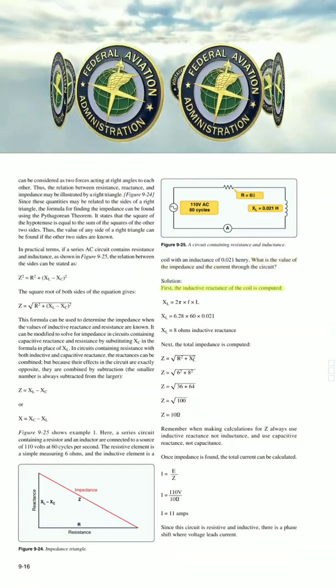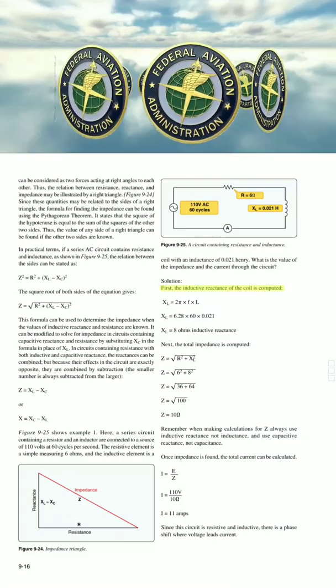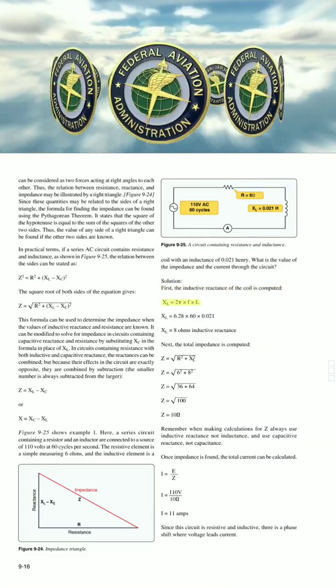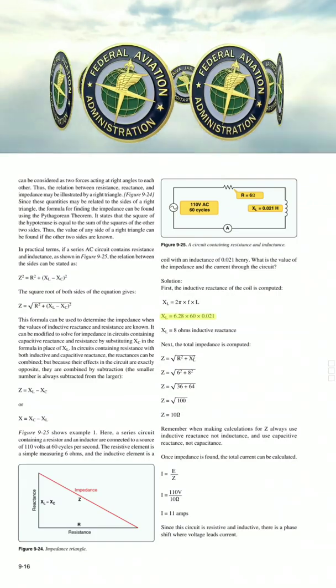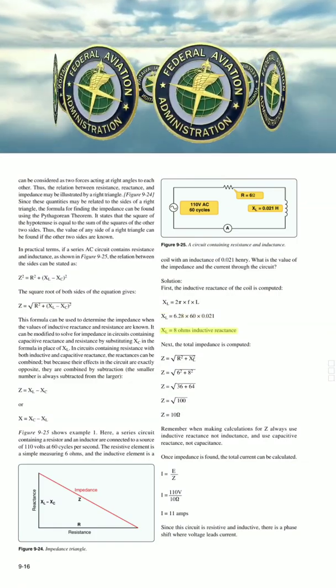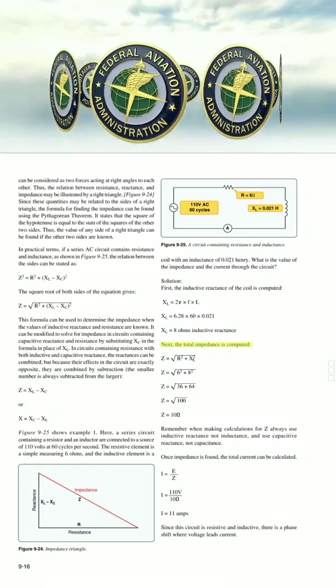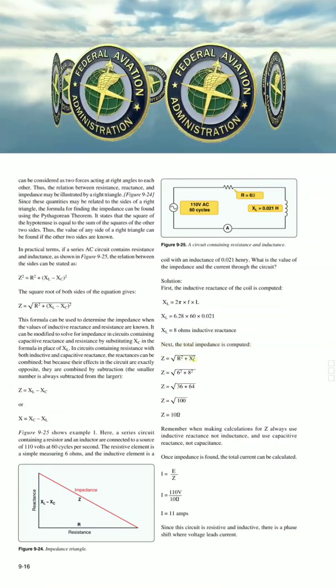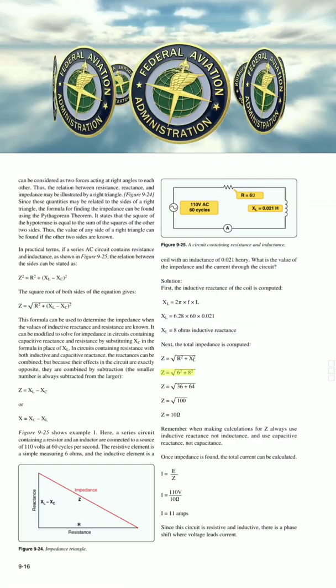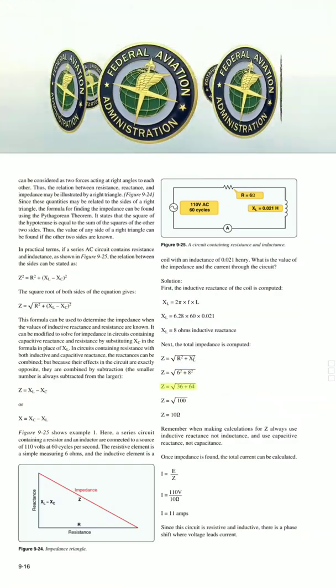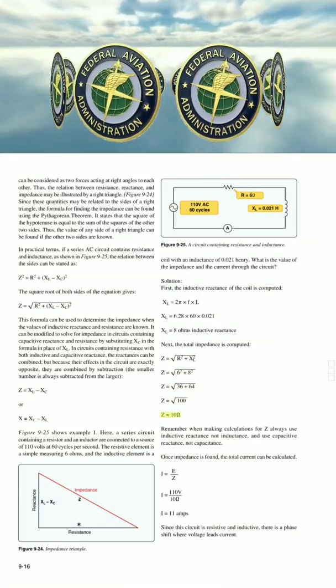Solution. First, the inductive reactance of the coil is computed. XL equals 2 pi times F times L. XL equals 6.28 times 60 times 0.021. XL equals 8 ohms inductive reactance. Next, the total impedance is computed. Z equals the square root of R squared plus XL squared. Z equals the square root of 6 squared plus 8 squared. Z equals the square root of 36 plus 64. Z equals the square root of 100. Z equals 10 ohms.